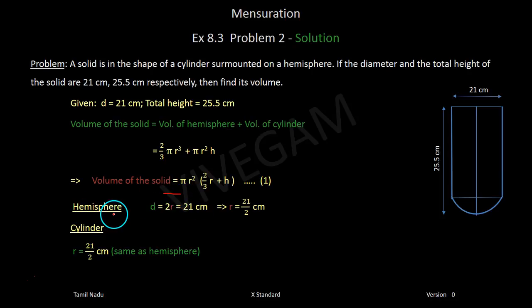So let's calculate the radius r. For the hemisphere, d equal to 2r, that is equal to 21 centimeters given here. So radius is 21/2 centimeter. For the cylinder, it is the same 21/2 centimeter, because you can see it is the same diameter. So radius is also the same for both the hemisphere as well as the cylinder. So r is already calculated. The next we need to calculate is the h. Once we calculate the height of the cylinder, we can use that formula.